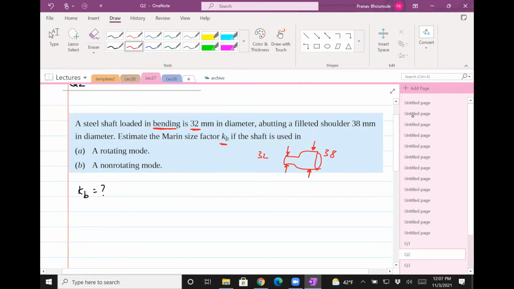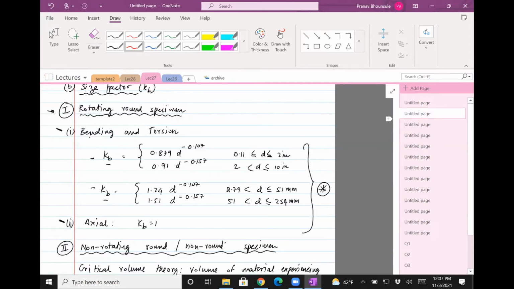We'll go back to the table. So bending, that's what we stick to. Since this is 32 mm, which is between here, right? So we need to use 1.24 times d raised to minus 0.107. Let's just use that.